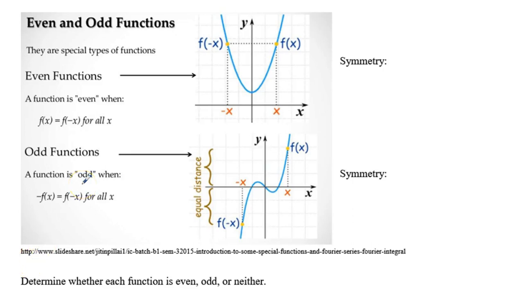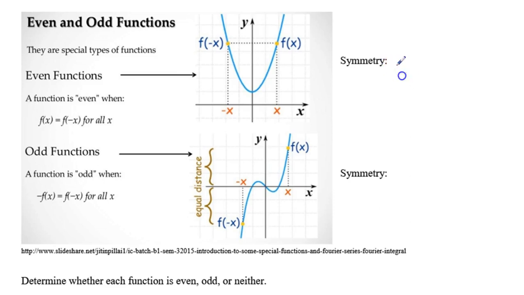In this recording, we're going to learn a special classification of functions that's called even or odd functions. A function is either classified as even or odd or none of the above, which we call neither. One example of an even function would be this parabola. It has line symmetry about the y-axis.